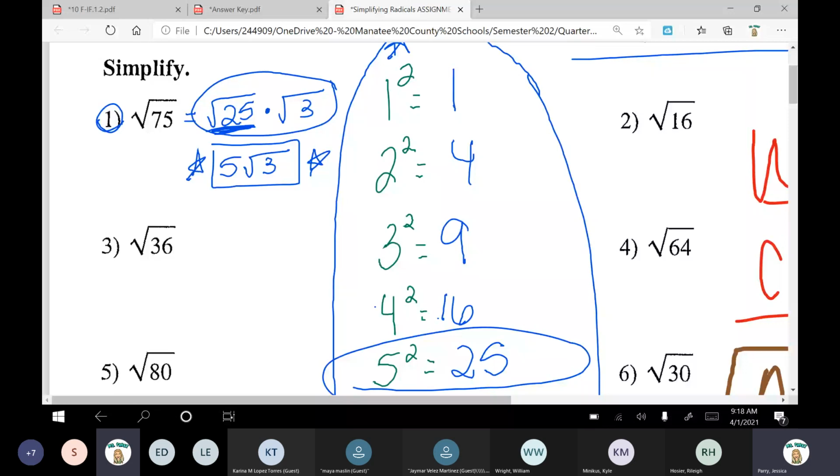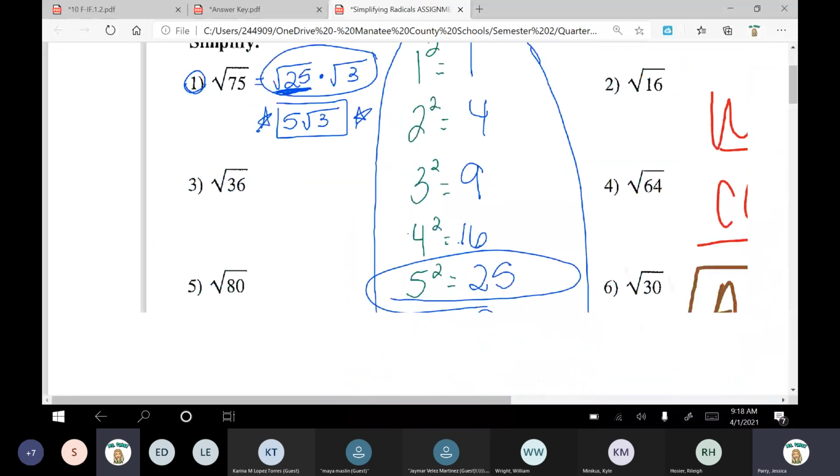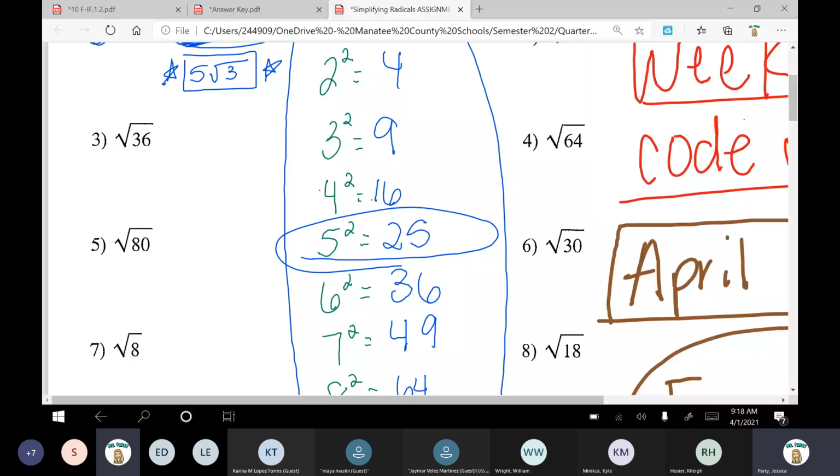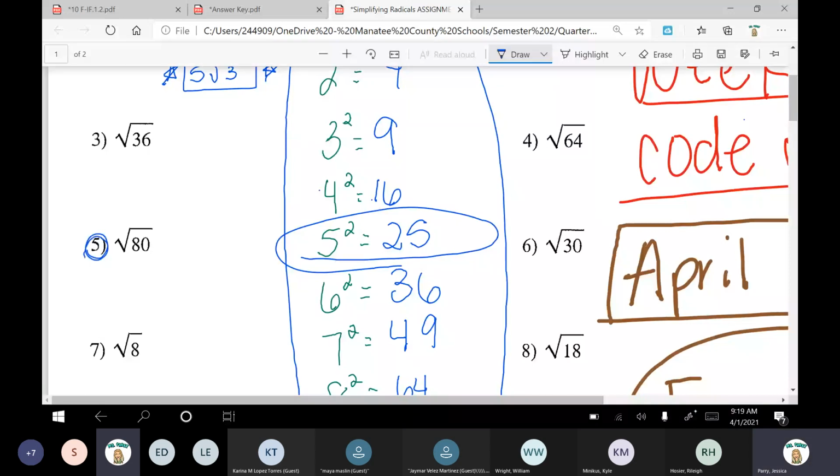Okay? Pretty much all of these here are going to need to be split up like that, except for number 3. Number 3, you can just go straight to your answer there. You don't need to split it up. But I'm not going to do number 3. Next one we'll do together is number 5. Yep, number 5.